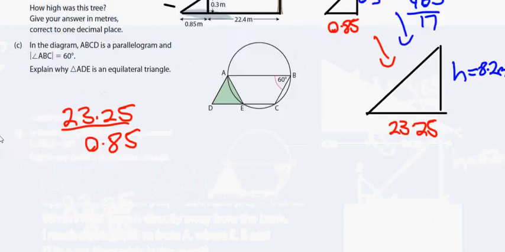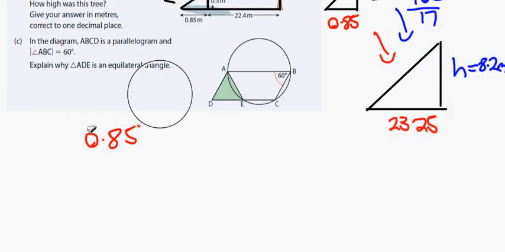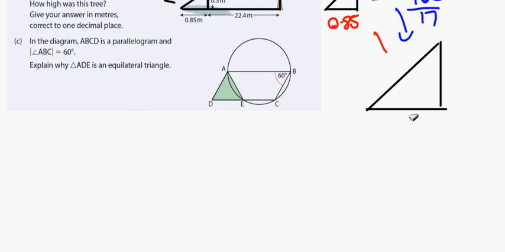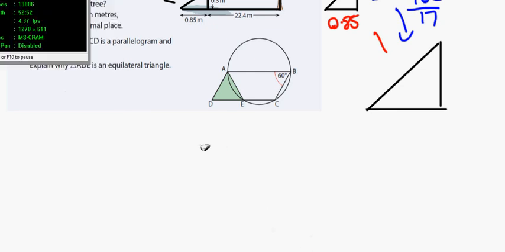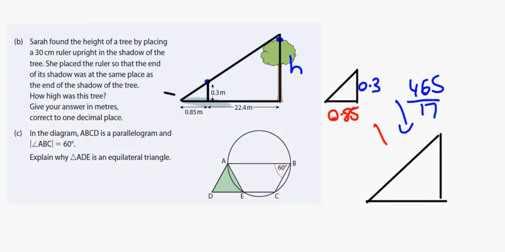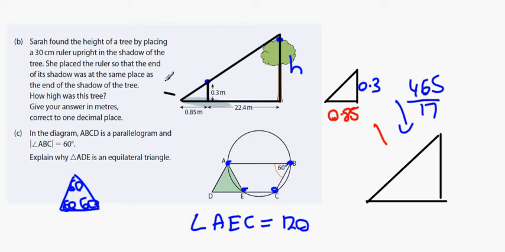Okay, now we're on part C of number 6. In the diagram ABCD is a parallelogram and AB is 60 degrees. Okay, explain why ADE is an equiangular triangle. Okay, so we're going to explain what this is. ADE is an equiangular triangle, which means I'm trying to prove that all three angles are 60 degrees. Now, the first thing I'm going to notice is that this is 60, and we can see that this is a cyclic quadrilateral. This means the angle AEC is 120 degrees. Okay, so that's 120 degrees. So that's the first part done.